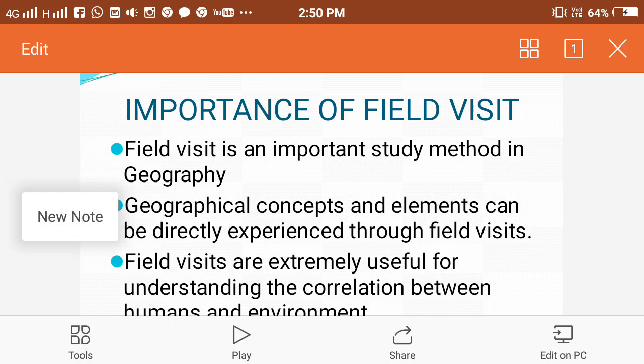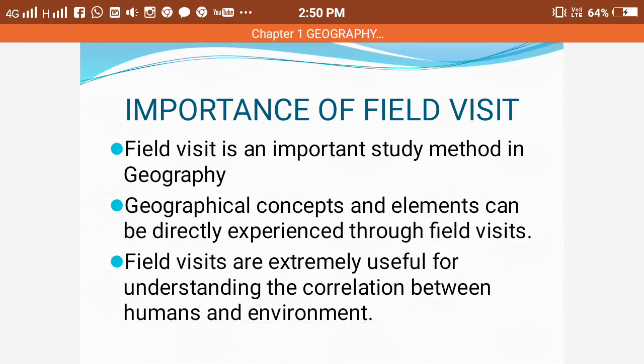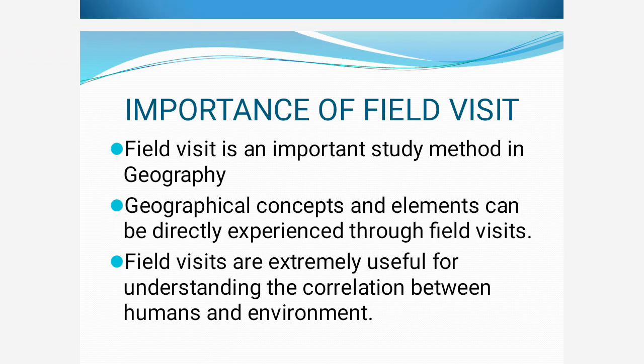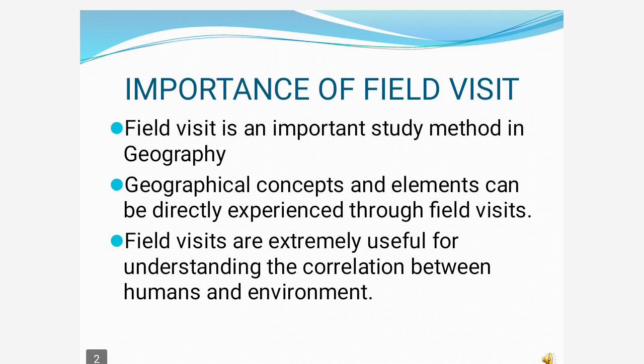Let's talk about black soil and red soil. In some states, black soil is available, and in some states, red soil is available. How do we come to know that? Unless we move to that particular area or go and visit the place, only then do we understand better that this particular state has black soil and some states have red soil.